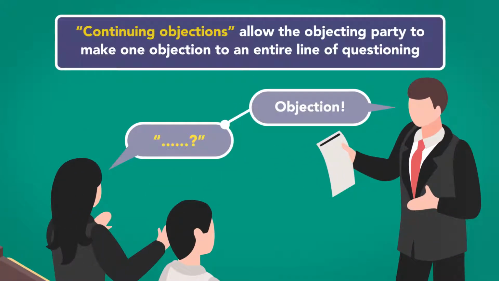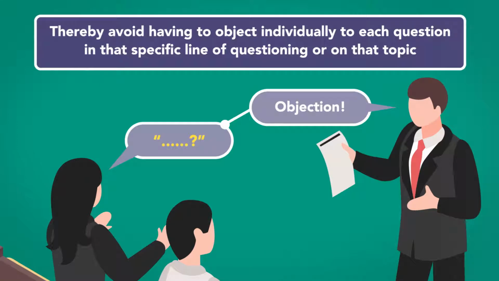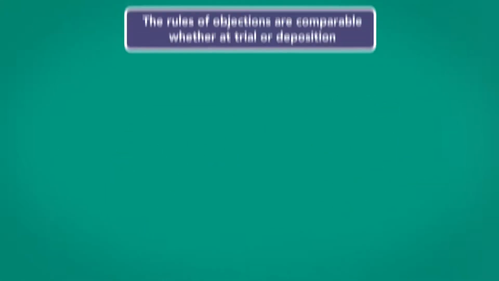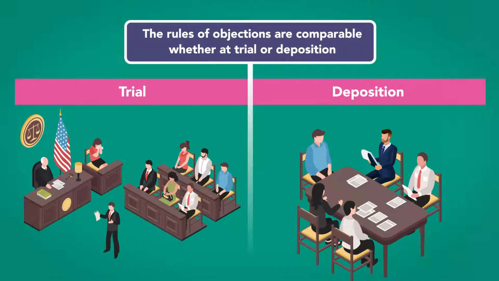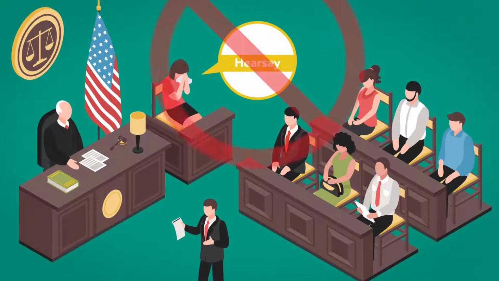Continuing objections allow the objecting party to make one objection to an entire line of questioning and thereby avoid having to object individually to each question in that specific line of questioning or on that topic. The rules of objections are comparable whether at trial or deposition, although the standards of evidence are different. For example, hearsay is not admissible at trial, while it is discoverable.